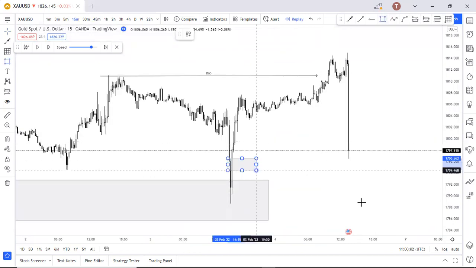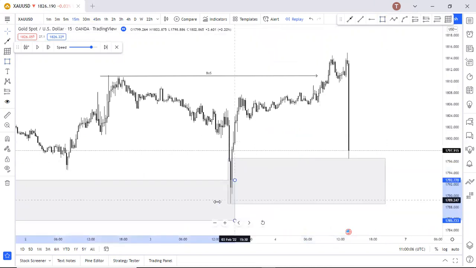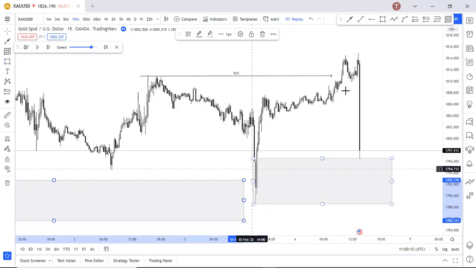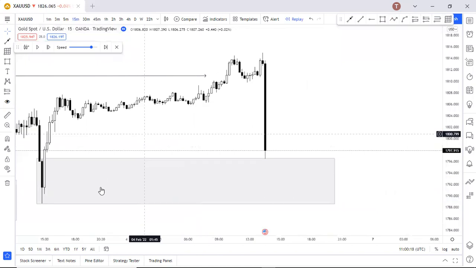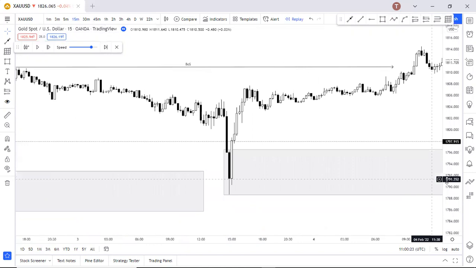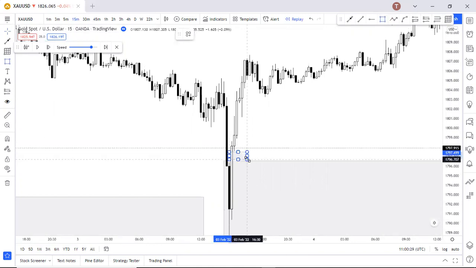a demand zone. Market created this demand zone right here that caused this break of structure. The demand zone was also characterized with a huge candle. This candle right here was huge, and there were imbalances in the candles. We had this imbalance right here.